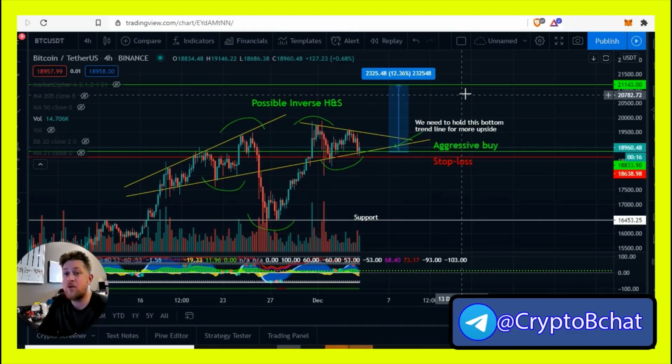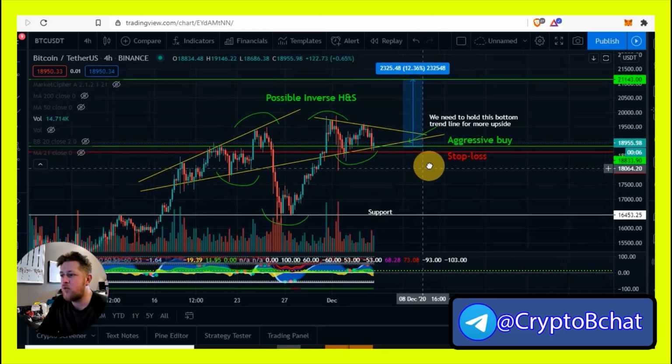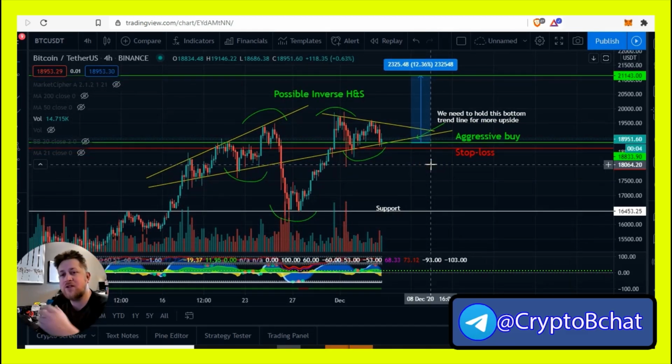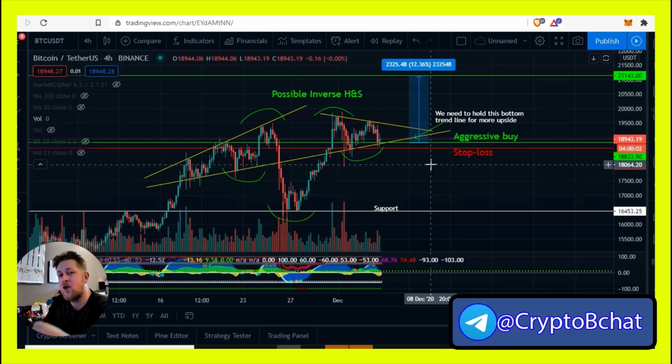So I would probably set my profits at 75% of that. So I'd probably set my profits, if I was going to sleep or something, at 20,800. So this is kind of what the setups look like. That's how you get your target on this one, guys. Now let's hop into one more chart quickly and we'll go over that.